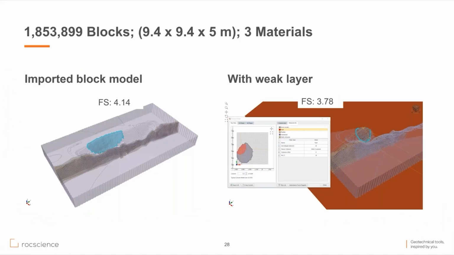Now to show a couple more examples of imported block models. This one has a weak layer added after the block model was imported and created. The results on the left show the factor of safety as imported, and the results on the right show the factor of safety after a weak layer has been added to the imported block model. You can see the critical slip surface is now sliding along the weak layer that was added to the block model.